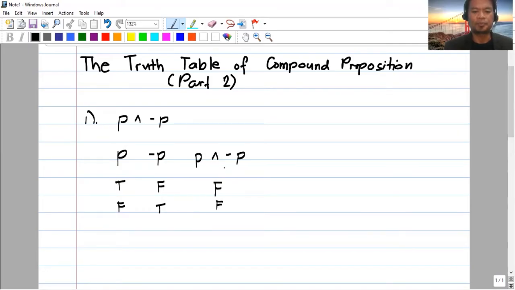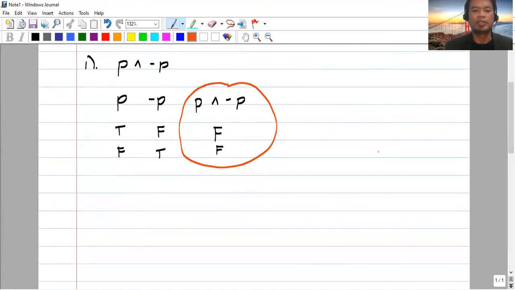Take note that the conjunction of two propositions can only be true when the truth values of these two propositions are true. Okay, so we have here true. And the second one is number 2.